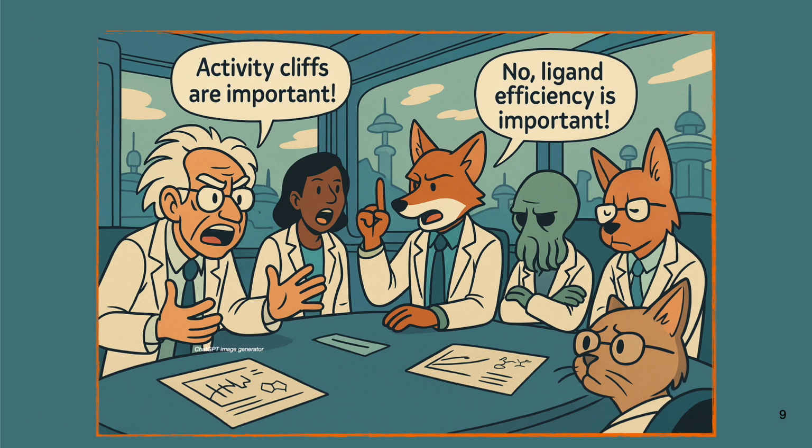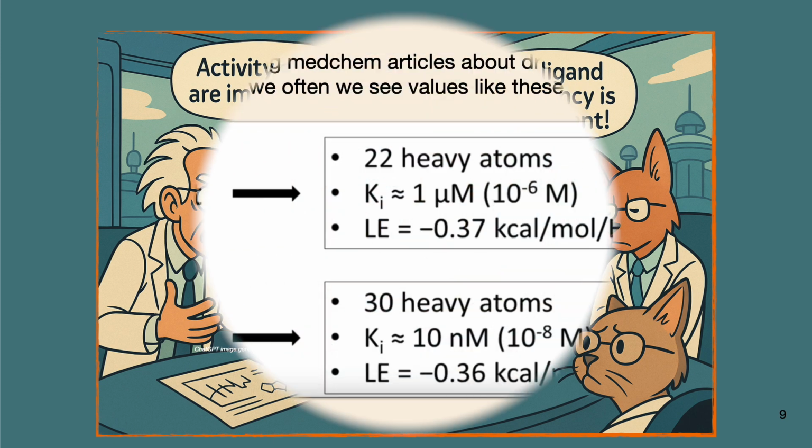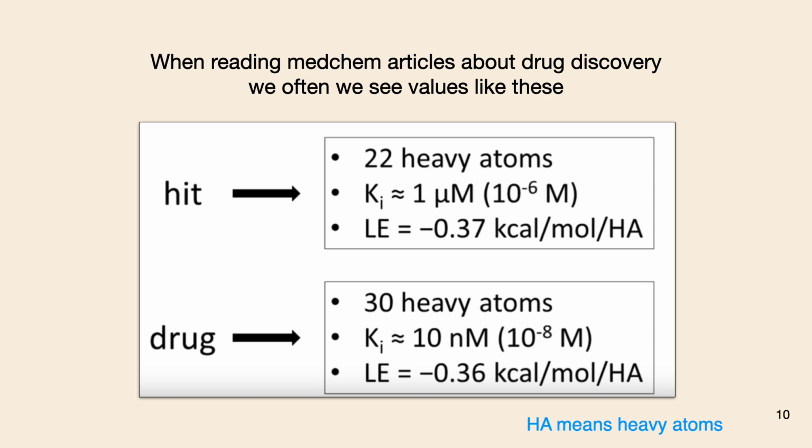This is a cartoon that says, ask 10 scientists which rules should be used, and you will get 12 different answers. When reading medicinal chemistry articles about drug discovery, we see values like these for affinity, number of atoms, and so on. In general, going from a hit compound to a drug, the size of the molecule tends to increase as new groups are added. This is often to try to increase potency and to improve some other properties.